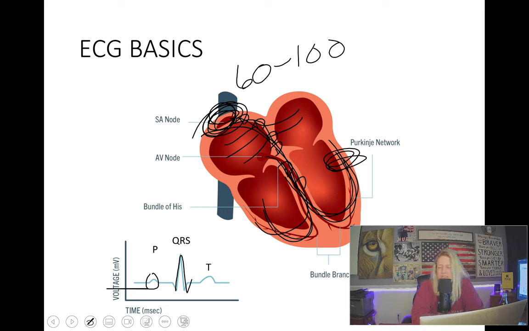1, 2, 3, 4, 5, 6, 7, 8, 9, 10, 11, 12, 13, 14. So 14 times 10 equals 140, which means this is a sinus tachycardia. And I know that because I have upright P waves and narrow QRSs, and the rate is 140.